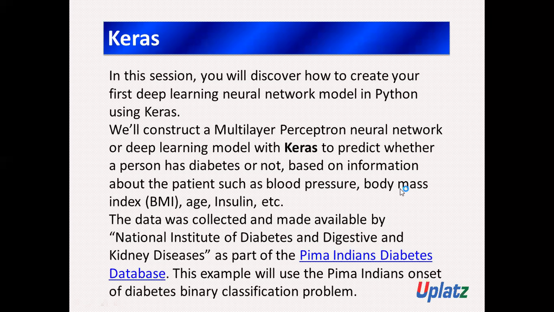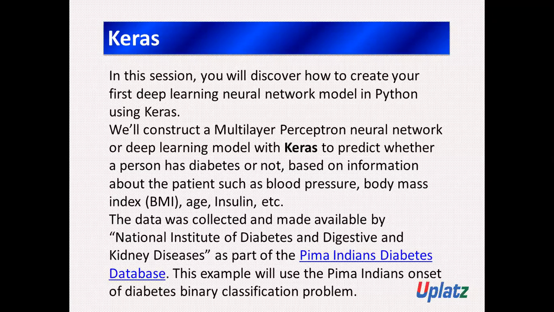The data was collected and made available by the National Institute of Diabetes and Digestive and Kidney Diseases as a part of the PIMA Indians Diabetes Database. This example will use the PIMA Indian onset of diabetes binary classification problem. Why are we saying it's a binary classification problem? Because our output is in terms of two values only: whether a person has diabetes or not, yes or no.